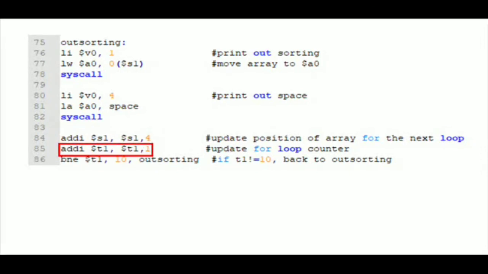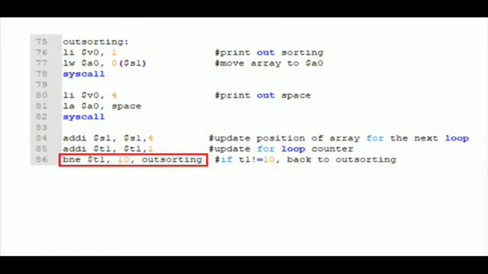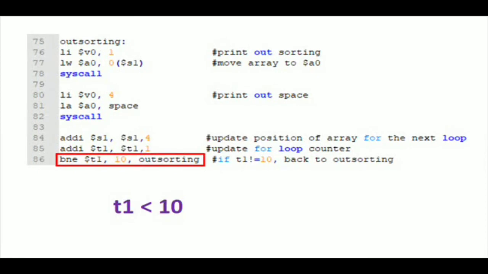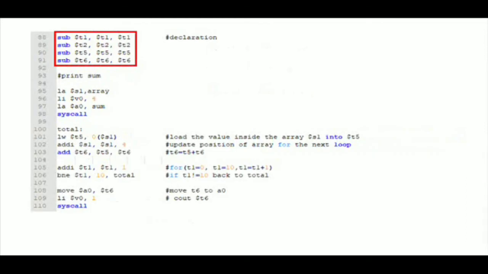And this is the update for the loop counter. BNE means branch not equal. In this case, the program will continue to loop while the condition T1 is not equal to 10 is true. When T1 is equal to 10, the program will exit the loop and continue to the next part. These are the declarations. Then we will go to the print sum.